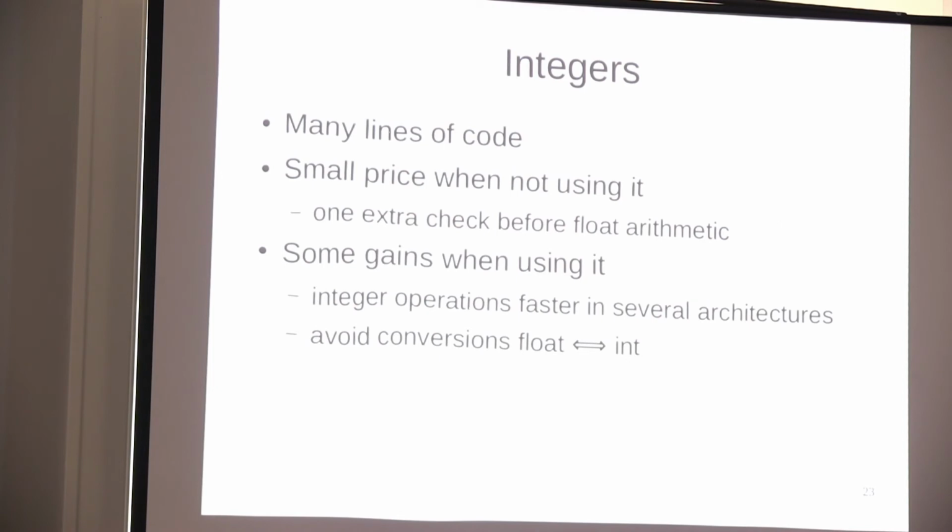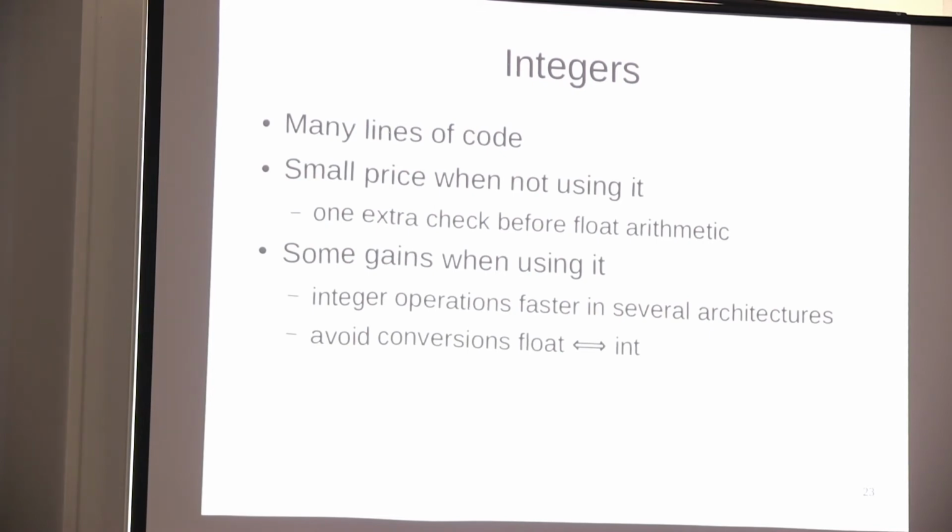Actually, you pay the price even when you do not use integers, because for most operations we expect that integers are more common than floats. So for instance, most arithmetic operators first test whether they are operating on integers, and if not integers, then they check whether they are floats. So operations with floats become a little slower. But we have some gains when using integers.